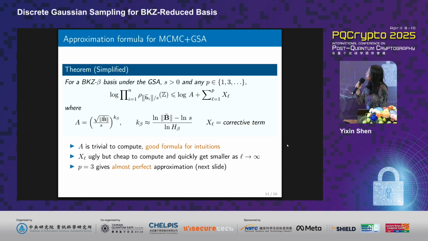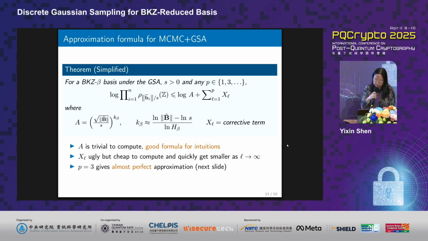Now the second point is the horrible formula that I didn't show you before. We give this upper bound on the complexity under the GSA assumption. You can see that the upper bound contains two terms. The first term, log of a, is actually the term that I showed you before, the square root of the norm of BTO divided by s to some power which depends on the dimension beta. And then there's a second correction term, which is a sum of p terms for any p odd.